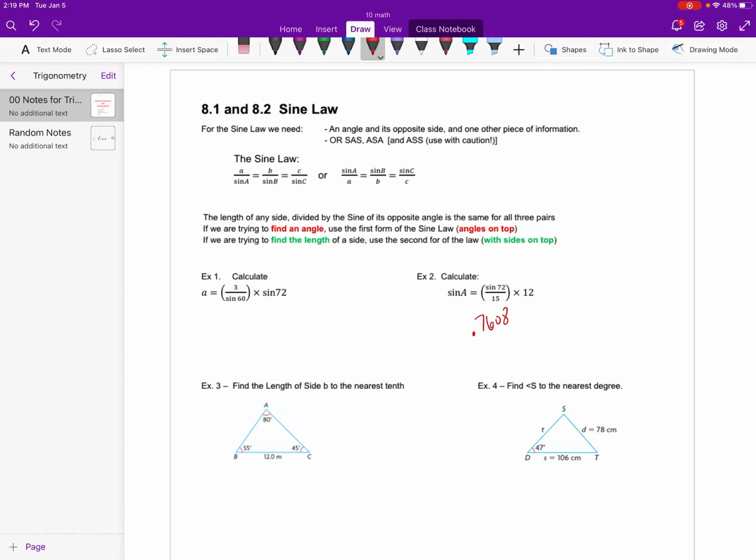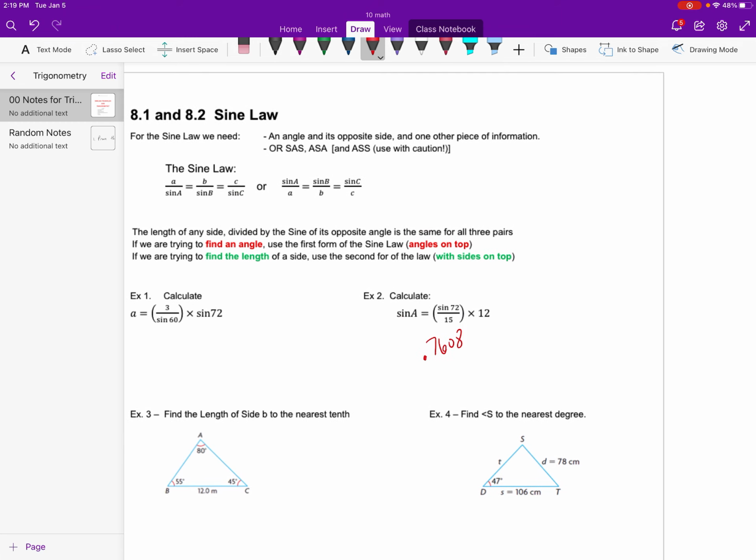Sine law. For the sine law, we need an angle and its opposite side and one other piece of information. So to picture that, if you have a triangle, what we need to have is some angle measure and its opposite side. As long as we have one other piece of information like this, or this, or this, or this, so any of these four items, we'll be able to solve that triangle.